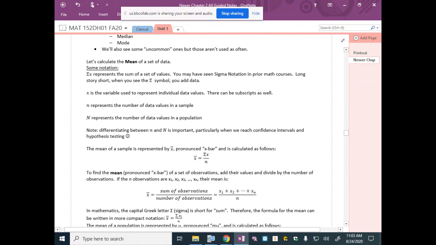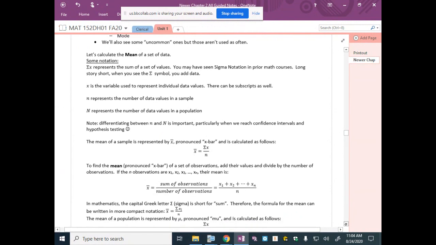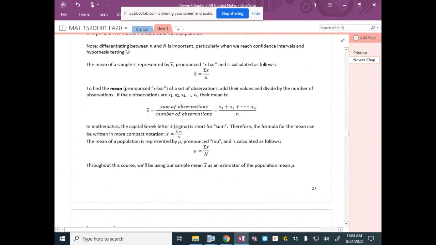So the mean of a sample is represented by x bar, and it's calculated by dividing the total sum of data over the number of observations. Now, all this is just fancy jargon. You're also going to learn a bit of the Greek alphabet in here.